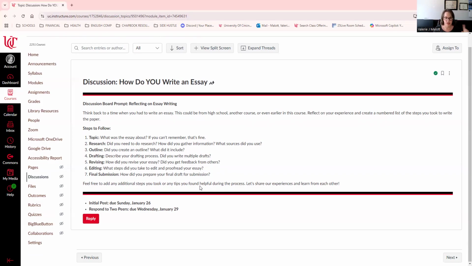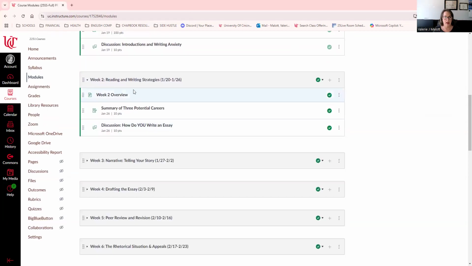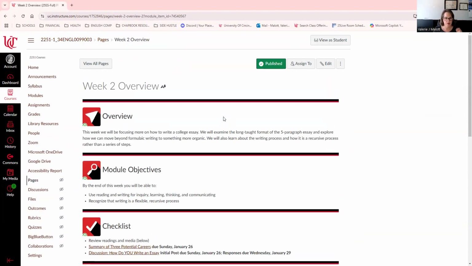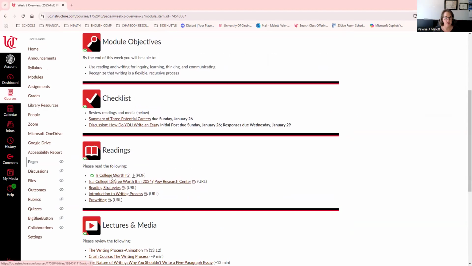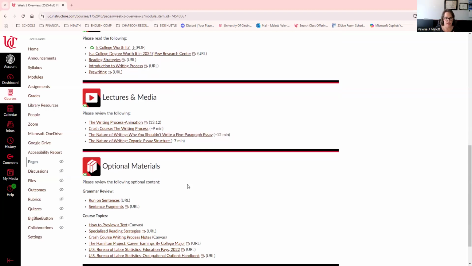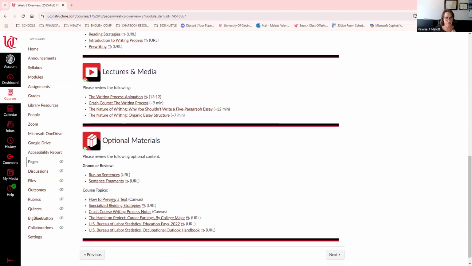Initial post, as I said before, is due Sunday the 26th, and then your response to 2 peers is the following Wednesday, January 29th. So there's a lot of information here that you can pick and choose from. Definitely read Is College Worth It? And definitely take a look at Is a College Degree Worth It in 2024? And again, I provide the other information on the writing process and reading strategies if you are struggling to get started with writing, or if you may have some problems with reading, especially reading comprehension. There's also the additional stuff down in the optional materials.